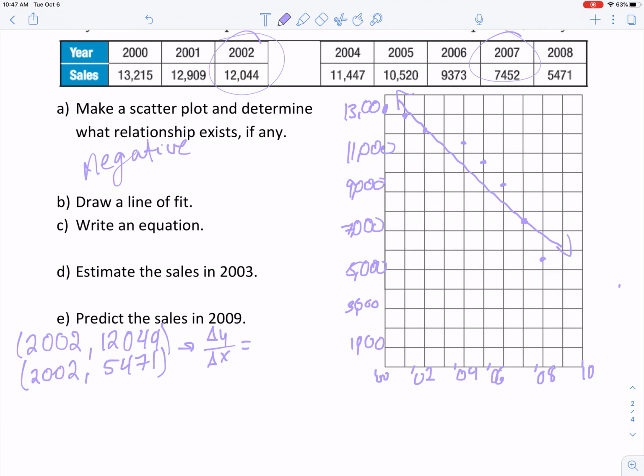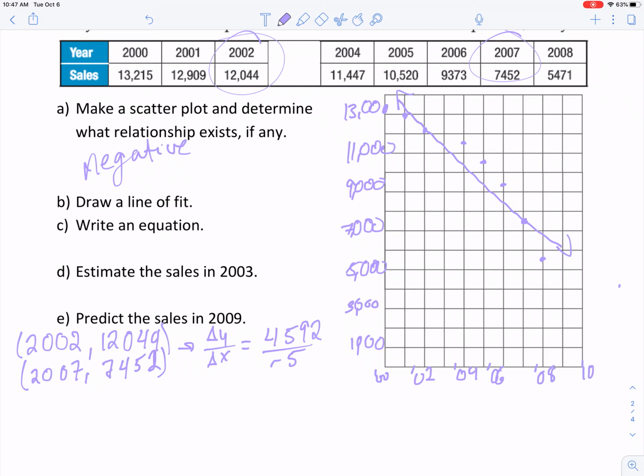12,044 minus 5,471. I wrote that wrong, didn't I? Let me try that again. How about 7,452? Oh, I think I wrote for 2008, didn't I? Sorry about that, folks. So 7452. All right, and the number I'm going to get is 4592. Let's try that again. This should be 2007. Sorry about that. 2002 minus 2007 is negative 5.